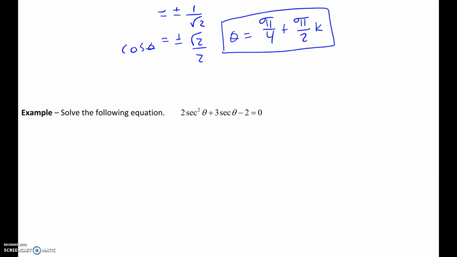All right, let's see. Okay, we can keep going. These aren't going to be too long. Okay, so again, we have another quadratic looking problem: 2 secant squared theta plus 3 secant theta minus 2. So we're going to factor it.